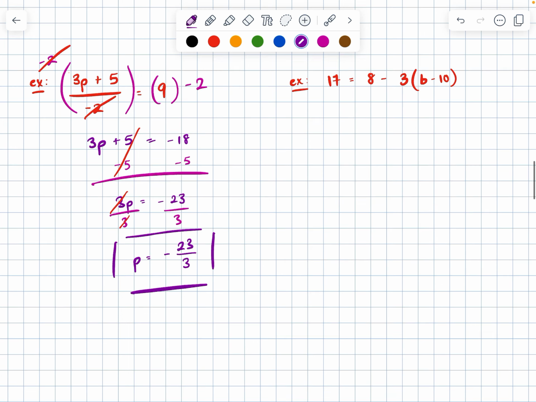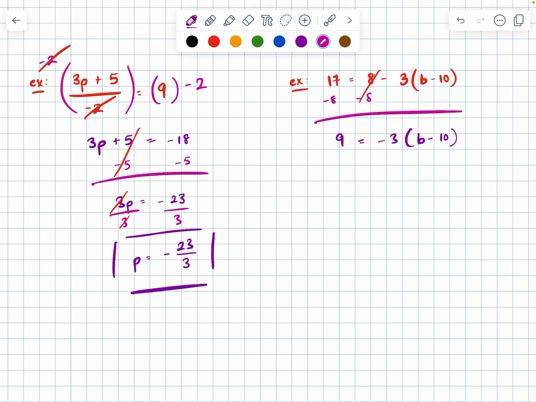Cool. On the right, let's do 17 equals 8 minus 3 parentheses b minus 10. Well, here, again, nice opening move. I see an 8 that's all by itself. I can do something with that. We'll subtract 8 from both sides. 17 minus 8 is going to become 9. And then here, that's negative 3 times b minus 10 left over on the right.